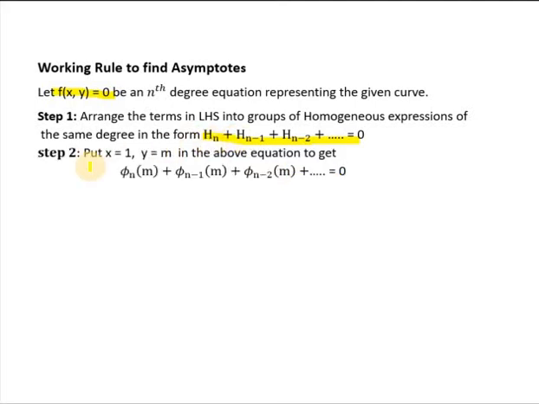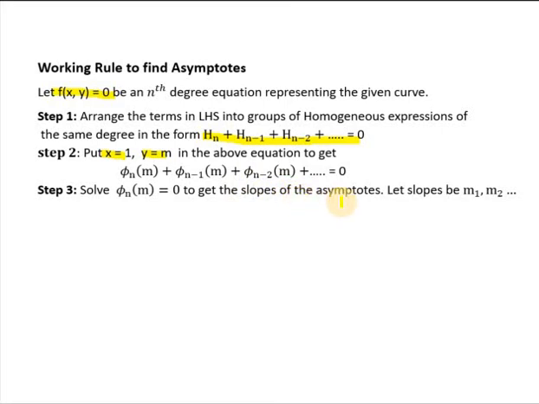Step 2. After arranging them in this form, put x is equal to 1 and y is equal to m to get the equation phi_n of m plus phi_(n-1) of m plus phi_(n-2) of m plus so on is equal to 0. Then solve this equation by equating the highest degree term, that is phi_n of m to 0, to get the slopes of the asymptotes. Slopes are nothing but the roots. Let them be m1, m2, and so on.